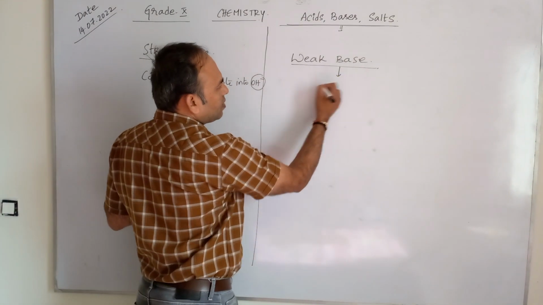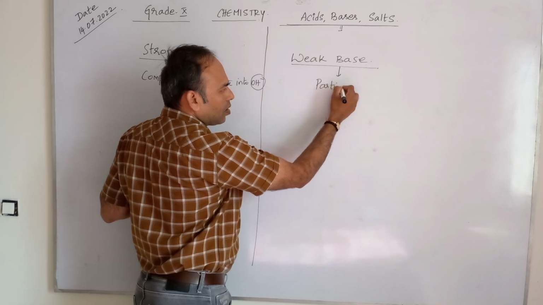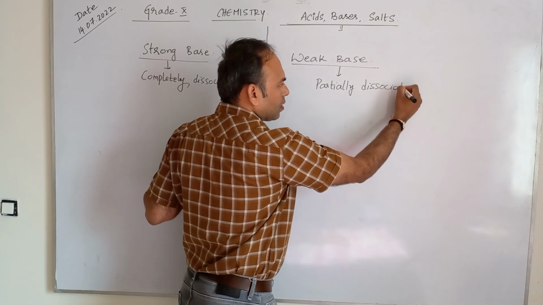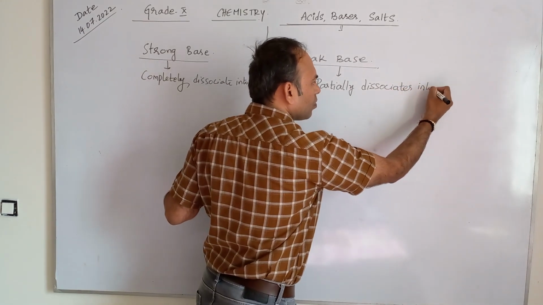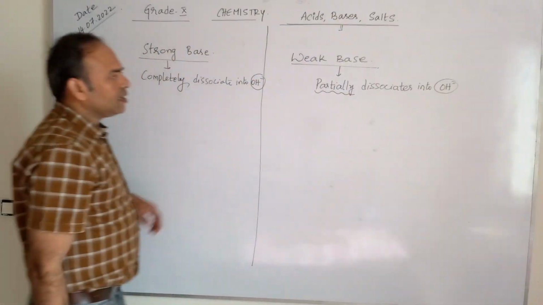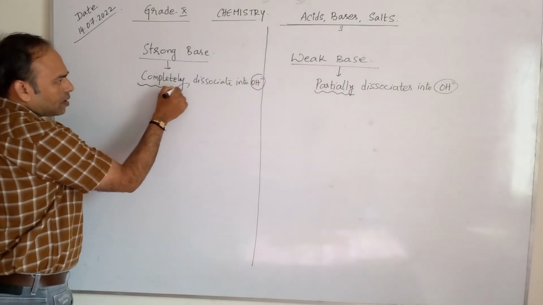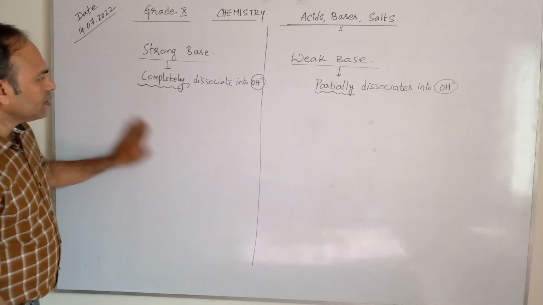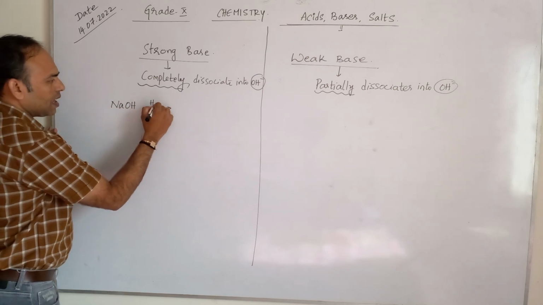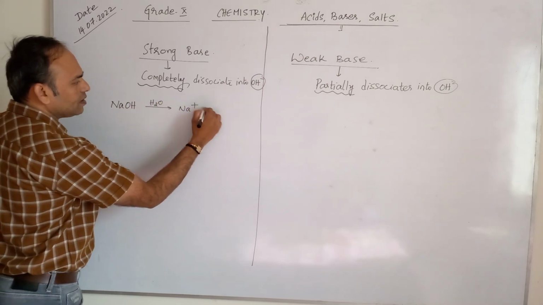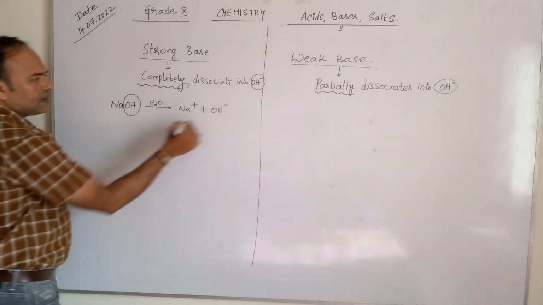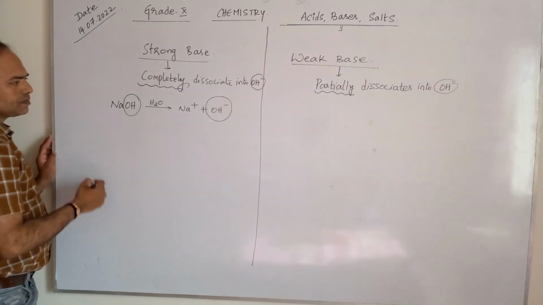But what is a weak base? The base which partially dissociates into OH minus. So here it is partially dissociating, here it is completely dissociating. Simple examples we will take. NaOH, in aqueous medium, splits into Na plus and OH minus. Here you have OH and here one OH minus.